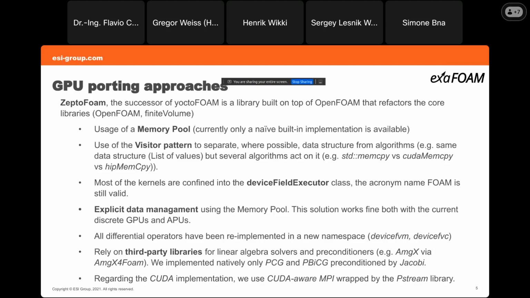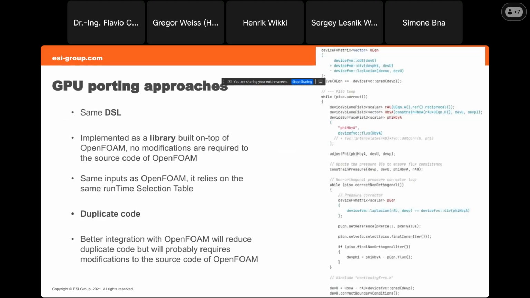And regarding the linear algebra, we decided to push the matrices to external libraries like Ginkgo, in order to try to use a multigrid implementation provided by vendors. So we only natively implemented simple solvers like conjugate gradient and biconjugate gradient. So at the end of the day, we delivered a code which looks very similar to the OpenFOAM one.